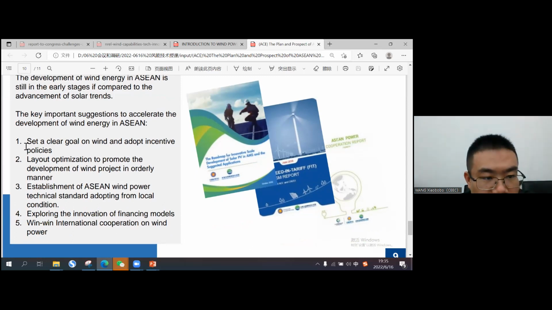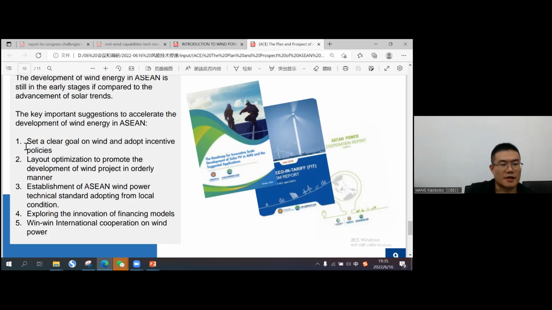First, set a clear goal for wind and adopt incentive policy. A clear goal is very important. In China, the central government set a very clear goal for solar and wind development. The national companies first take responsibility to fulfill the national needs, and the private and foreign companies also take their initiative to do this job. So a clear goal is fundamental and very important in this case.